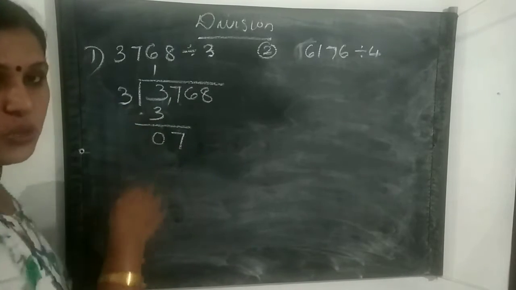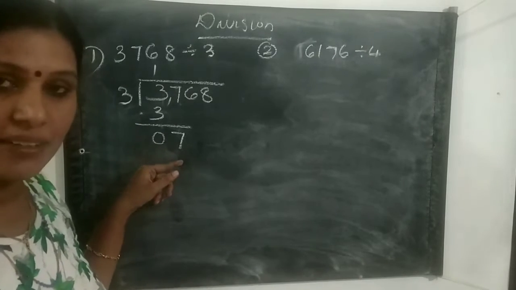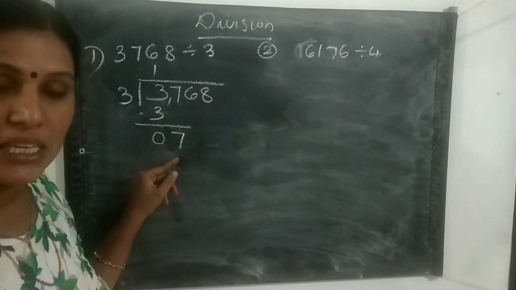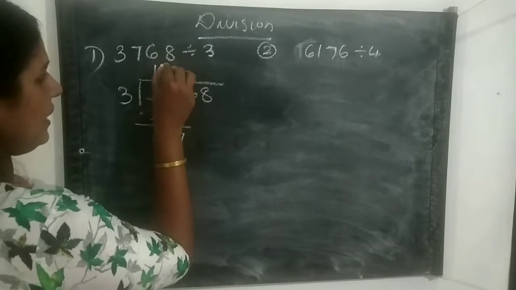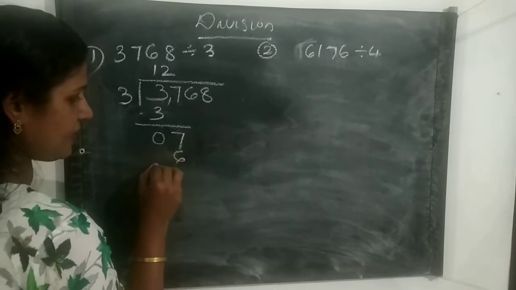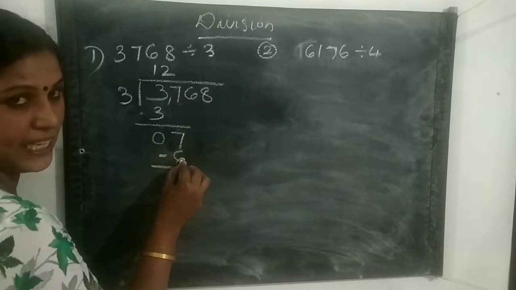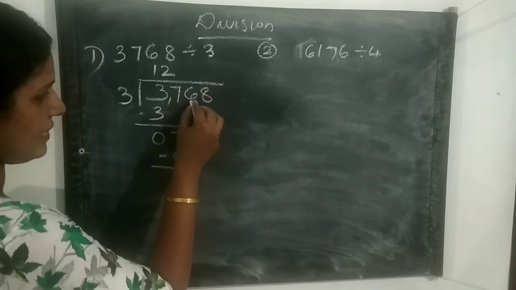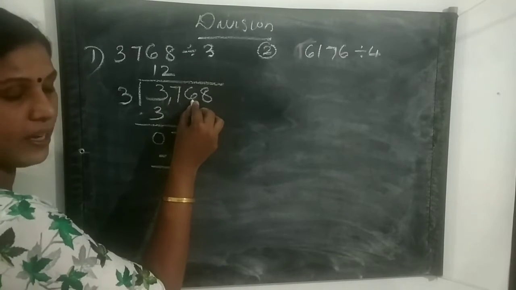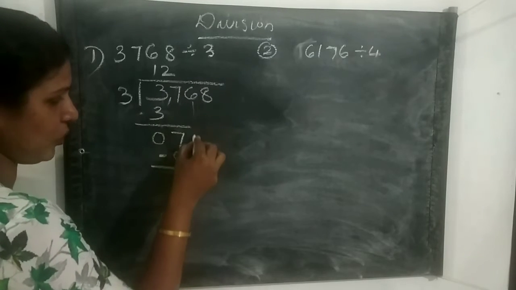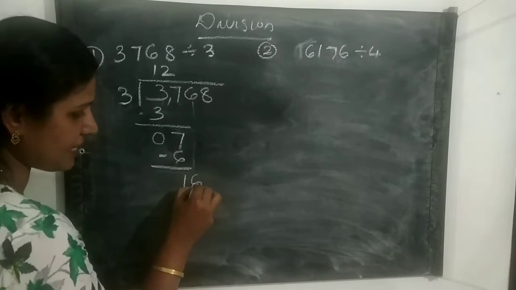And how many times does this 3 go into this 7? That is 2 times. That is 3 2s are 6. Next is subtraction. 7 minus 6 is 1. Next number is 6. You just bring down this 6 from the top. Now we get 16.